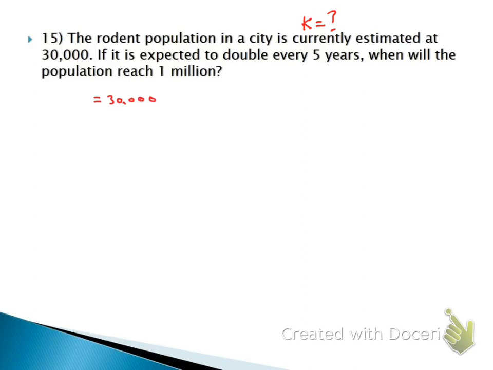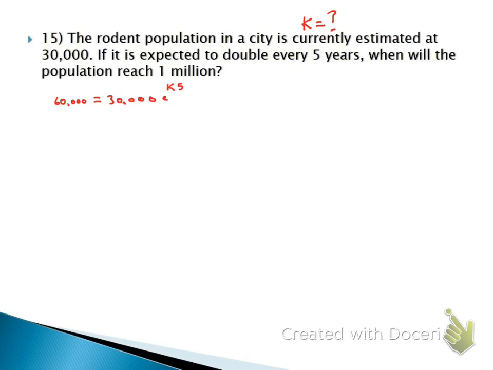How long does it take for it to double? What is double of 30,000? So 60,000 equals 30,000 times e raised to the k, which I don't know yet, times t. They gave me this value of t. How many years does it take from 30,000 to get to 60,000? 5. So k times 5. All right, let's solve for k.